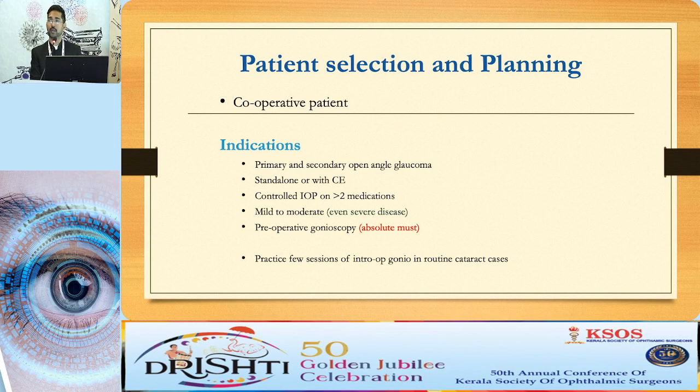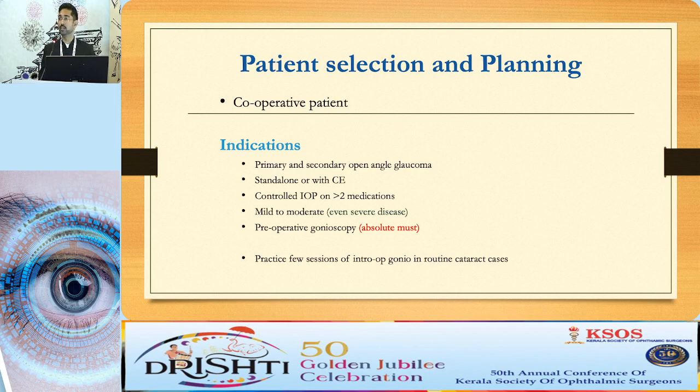Or if the patient is on antiplatelets, you can ask the patient to stop antiplatelets for 5 days prior to the procedure. Primarily the indications to start with were primary and secondary open angle glaucoma, done as a standalone procedure or along with cataract extraction. If you want to start any MIGS procedure, better to start on patients whose intraocular pressure is well controlled on more than 2 medications, so that your aim is just to decrease the need for medication and not achieve better intraocular pressure control. Mild to moderate cases are better to start with, but nowadays with increased experience, people even do it in severe disease.